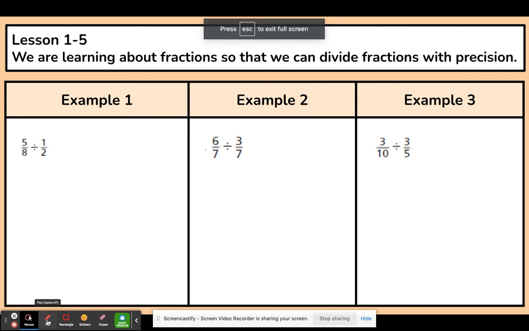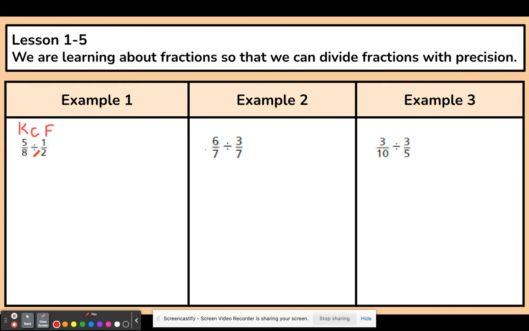Alright, guys, today we are going to divide fractions by fractions. And if you remember, what we learned is that you are not actually allowed to divide fractions. Instead, you have to keep, change, and flip. You have to change your division problem into a multiplication problem. So you do that by keeping the first fraction exactly the same, changing that division to multiplication, and flipping the second fraction to its reciprocal.